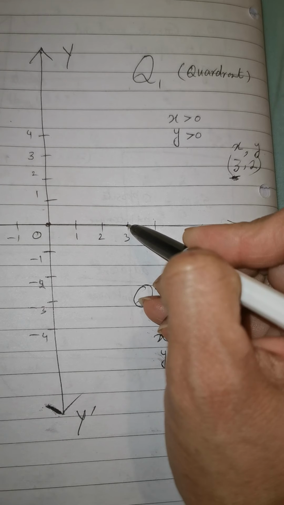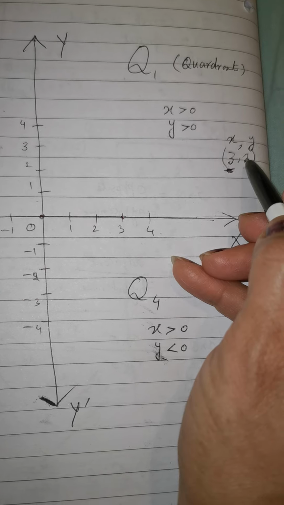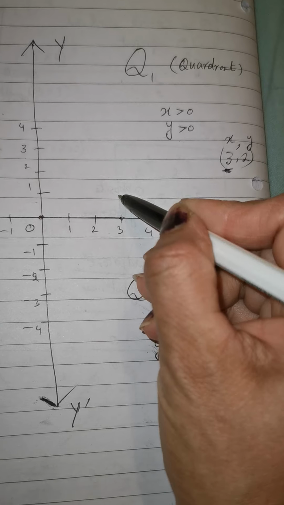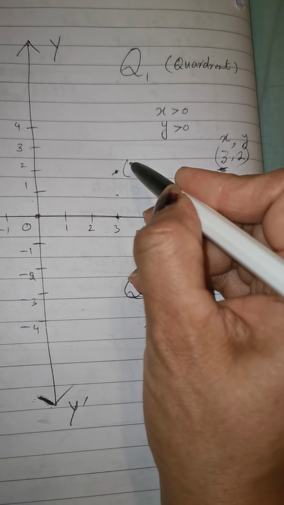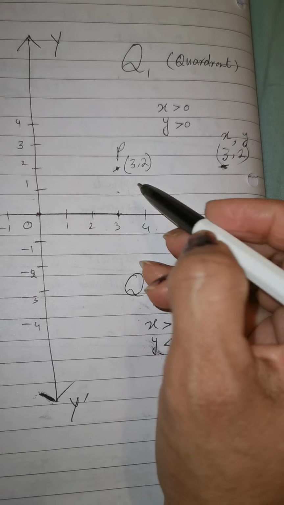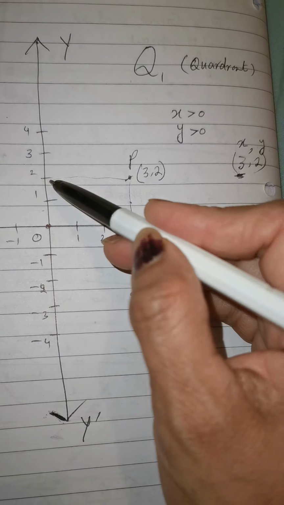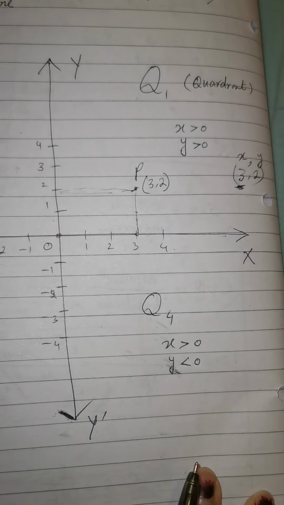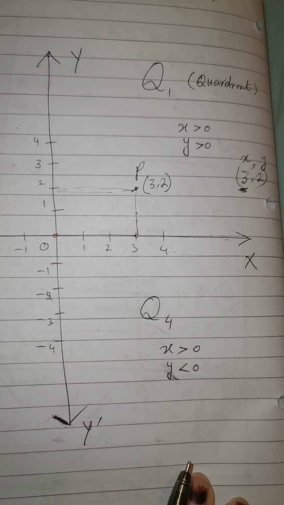So from here we will start above the line because we have positive 2, right? So I will walk above the line 1 step, 2 steps. So my point will be here, (3, 2), right? So this is the point, and in this way we will draw a point which is 3 steps towards the x-axis and 2 steps towards the y-axis. In this way we will draw the points.